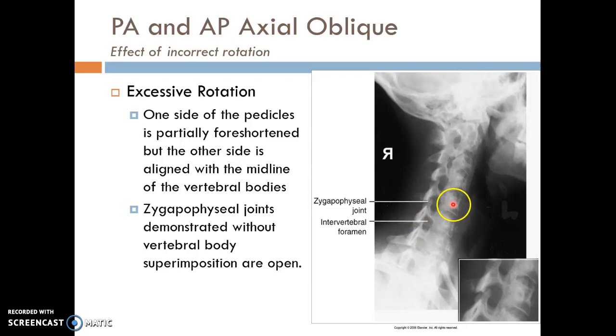of the body. Here we see the circled area that's superimposed in the body. That is actually the pedicle of the other side. The zygapophyseal joint is demonstrated without vertebral body superimposition. You could possibly see the zygapophyseal joint starting to open for an excessive amount of rotation.